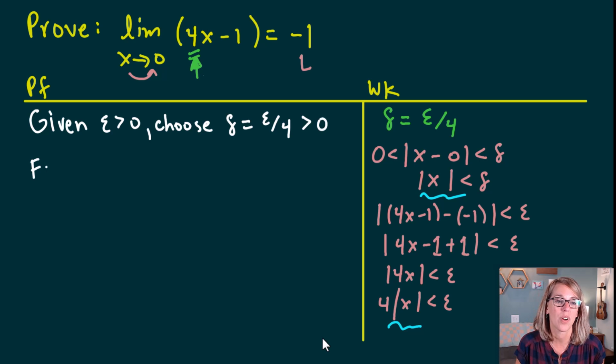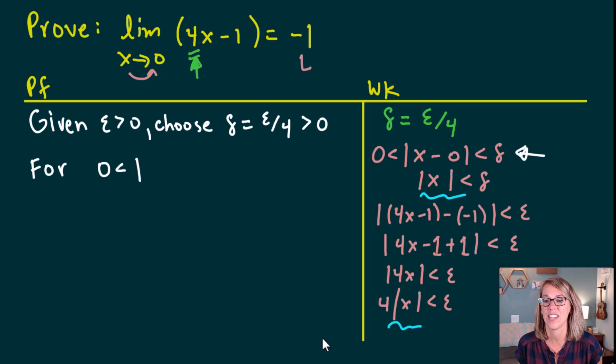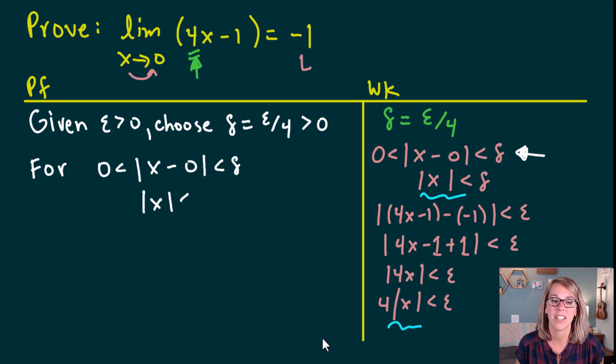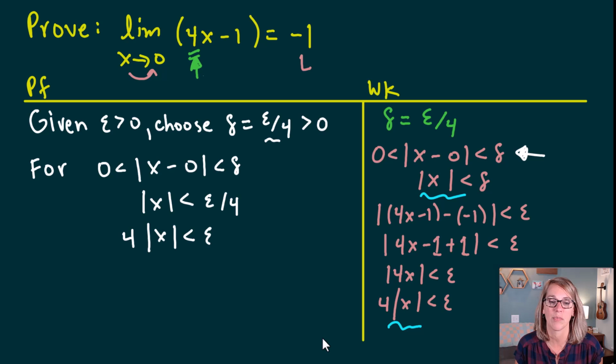Now I'm ready for my delta statement. So I can say for 0 less than, I am right over here in my work. So 0 less than, I'm going to write it out as absolute value of x minus 0 is less than delta. But I can clean that up and replace delta with what we've chosen here, the epsilon divided by 4. I'm going to work through the math. So I've got 4 times absolute value x is less than epsilon.